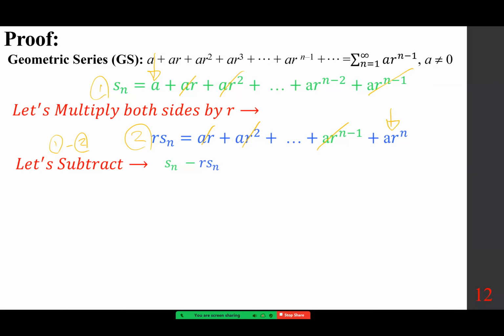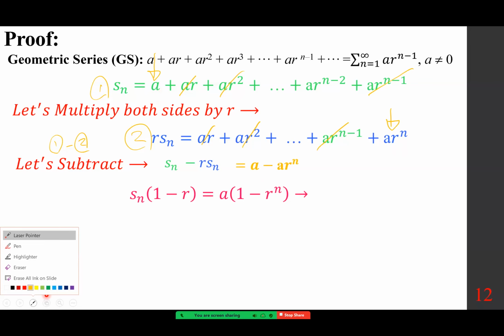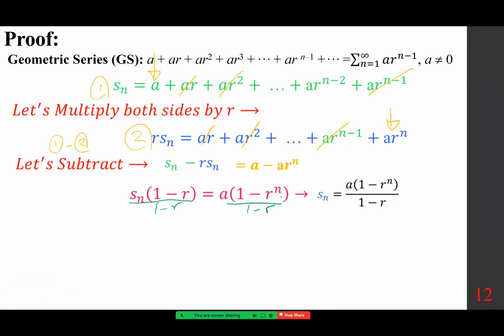This remains, so we have a minus ar to the power of n. So we can factor out the S sub n on the left side, a on the right side, and if we divide both sides by 1 minus r, we have the proof.